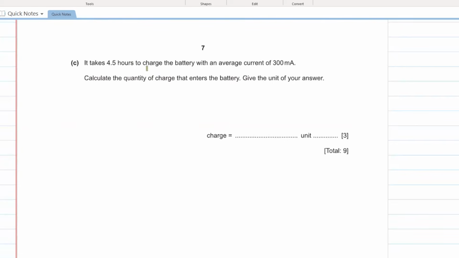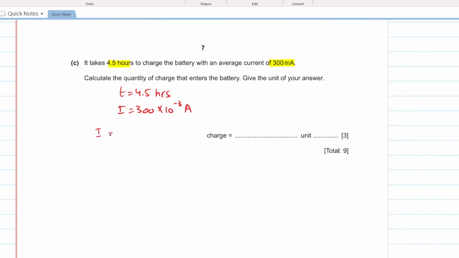अच्छा जी. It takes 4.5 hours to charge the battery with an average current of this. Perfect. Calculate the quantity of charge that enters the body. Give a unit for your answer. Very, very easy. You have the time that is 4.5 hours. You have the current that is 300 milliampere. Can you calculate the charge?